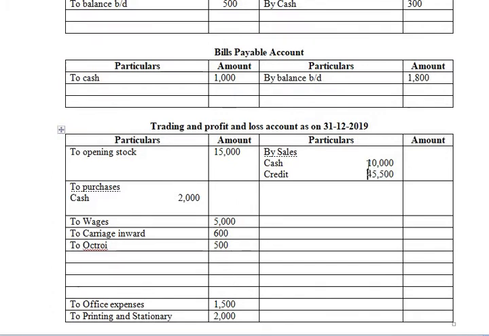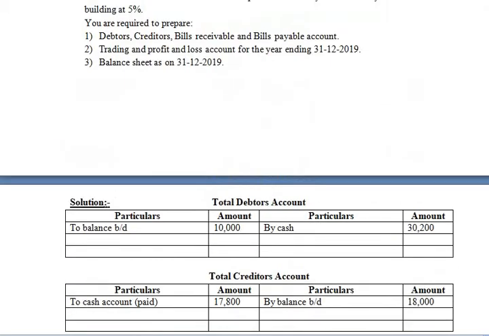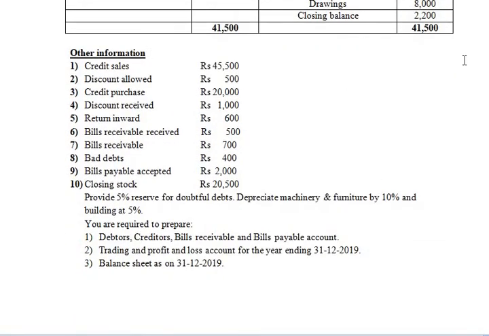What will be the amount in the outer column? 55,500. Okay, so let's write it down. We have written the amount as credit sales 45,500 and the amount in the inner column because we also have returns. I hope you have understood this. This credit sales goes to the trading account.